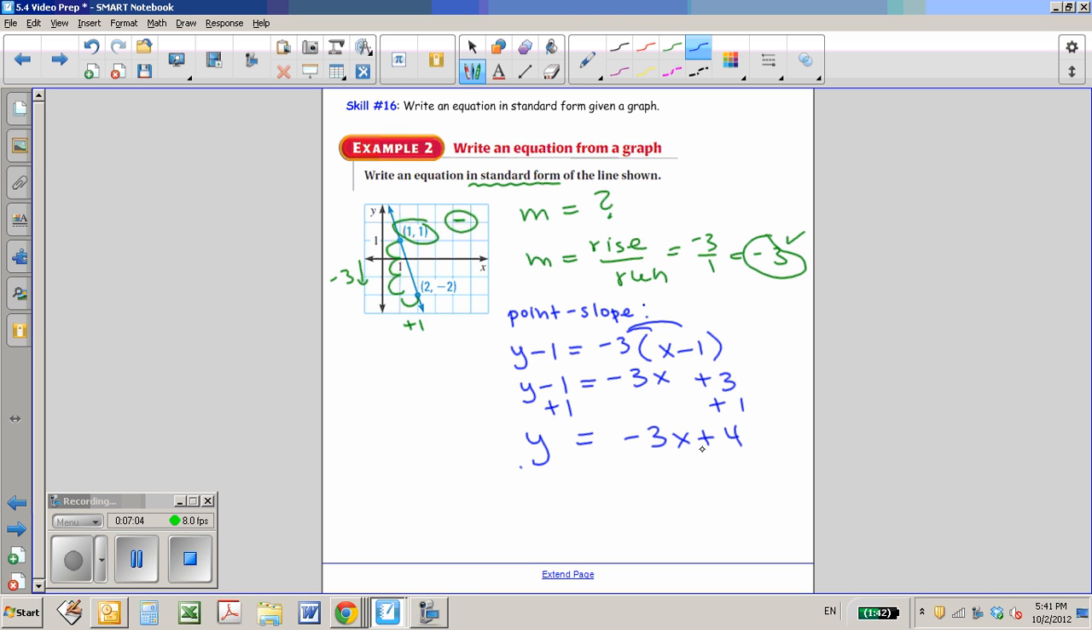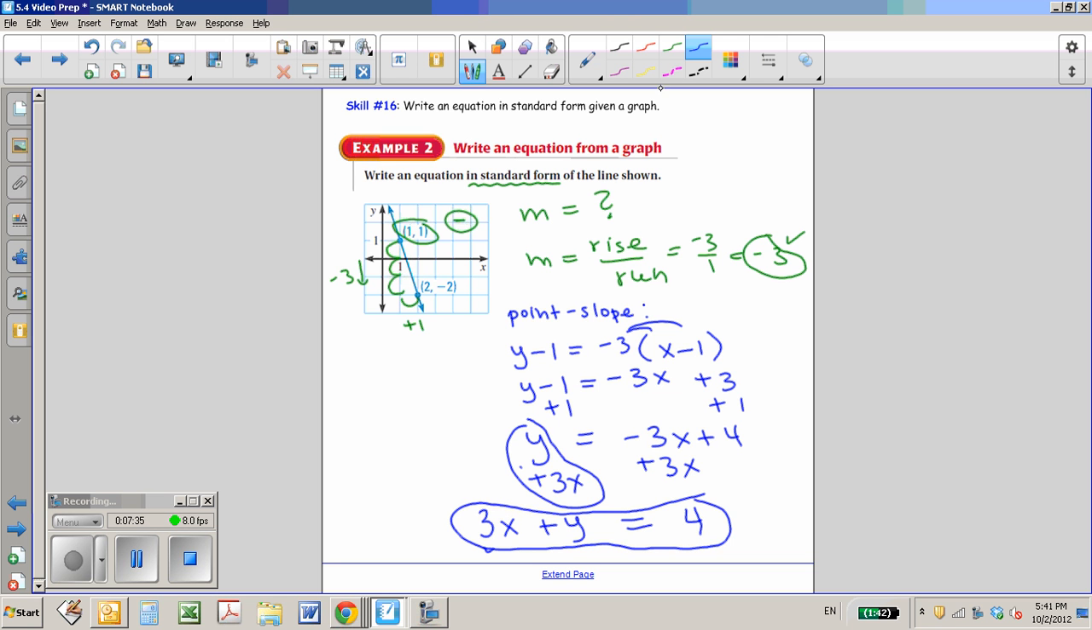And I don't want to have x's on the right-hand side, so I need to move them over to the left. So I'm going to add 3x here. And this is y plus 3x. Now in standard form, we always want to write x's first, so I'm going to write 3x first, and then I'm going to add the y, and then it's going to be equal to 4. So just double check. Your A is positive, and 3, 1, and 4 are integers, and you cannot simplify this equation. So this is going to be your actual answer here.